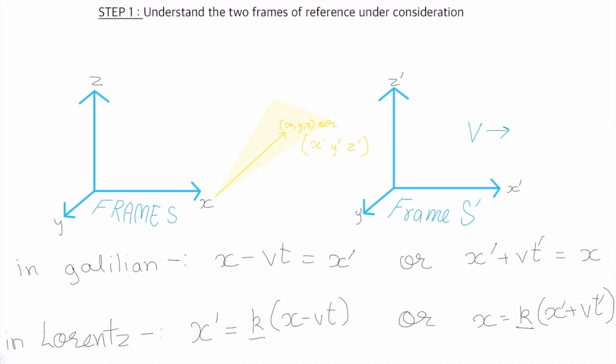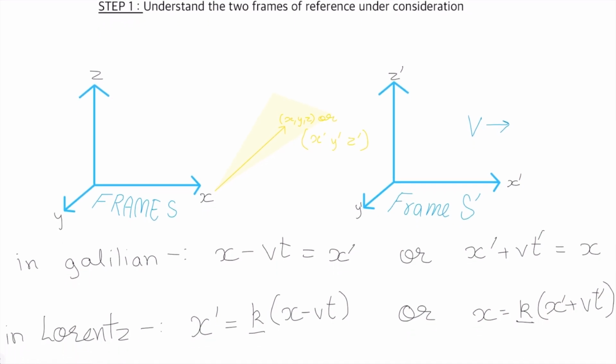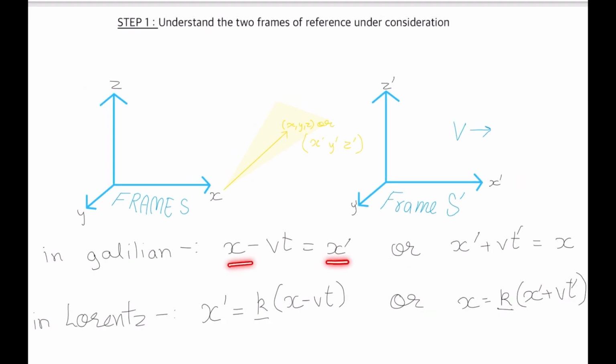So starting with step 1, let's understand the 2 frames of reference that we have under consideration. Frame S is stationary and frame S dash is moving towards the positive x-axis with speed v. Now v is the relativistic speed. In Galilean transformation, we just say that x minus vt equals x dash. x dash is the coordinate in the S dash frame of reference. This relationship comes to us intuitively, and it relates x with x dash.